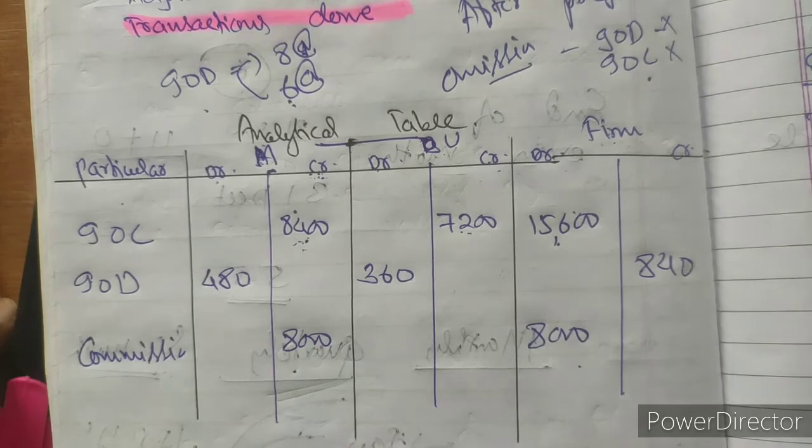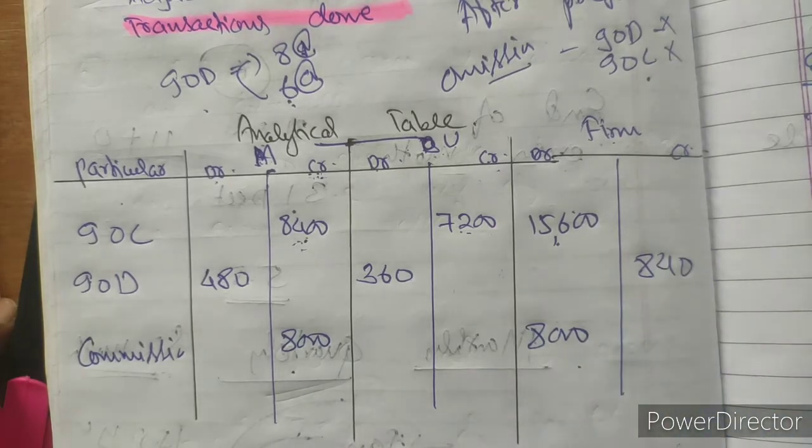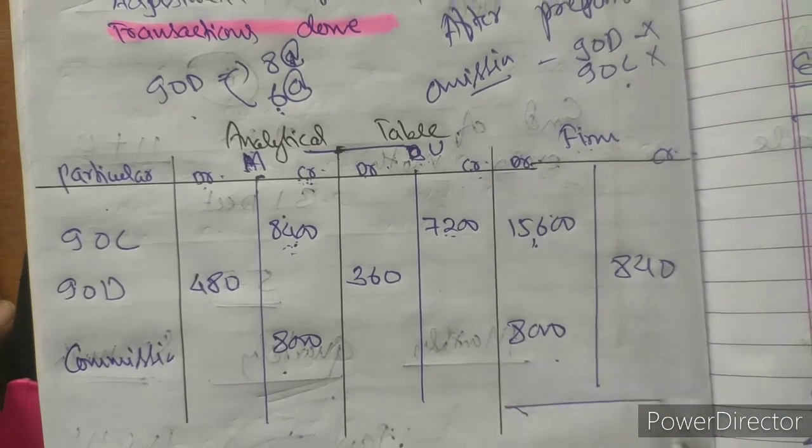After this, the first thing we have done; the second step was to calculate the total of the firm's column. So we will total the firm's column.